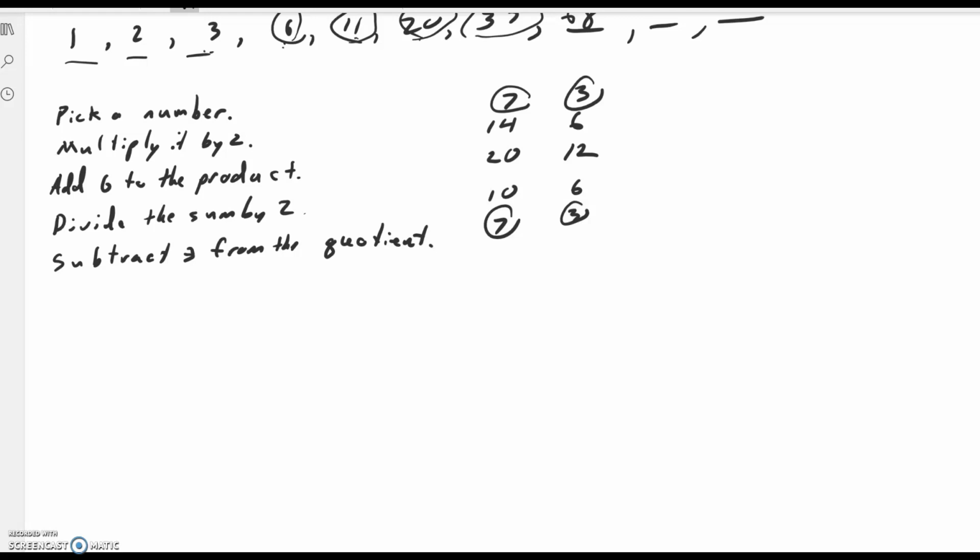So let's let n represent our choice, and n can be any kind of number we want. So then we're going to multiply it by 2. That'll give us 2n. We're going to add 6 to the product. That's going to give us 2n plus 6. We're going to divide that by 2. That gives us 2n plus 6, the whole thing divided by 2. But that's 2n divided by 2 plus 6 divided by 2. That is n plus 3.